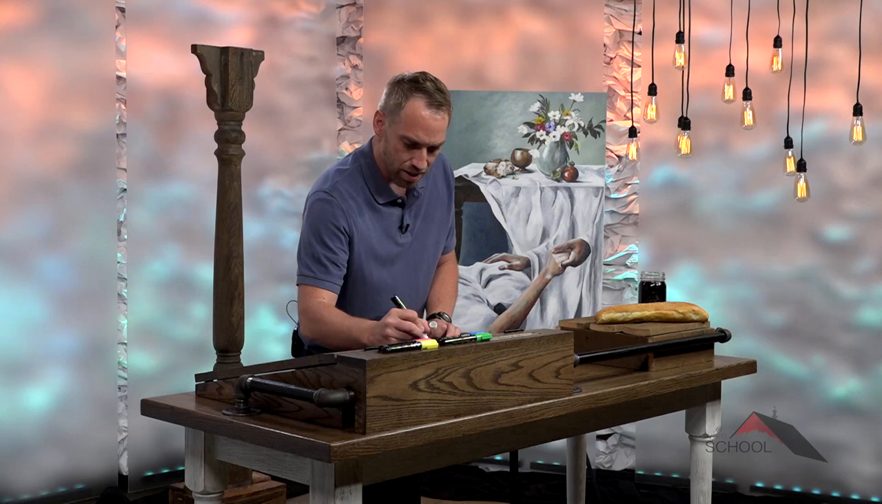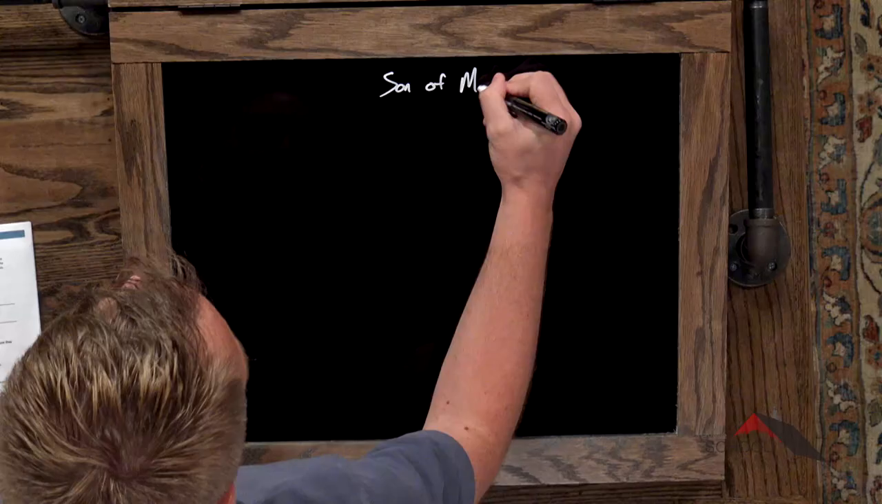And so here we are, you guys, hard to imagine. We're wrapping up the synoptic gospels, Matthew, Mark, and Luke, all of these that paint a different picture of Christ, but all of them point that he's the Messiah. In Matthew, they portray Jesus as the king. In Mark, they portray Jesus as servant. And here in the Gospel of Luke, what I love about what Dr. Luke does is he portrays Jesus as the Son of Man.